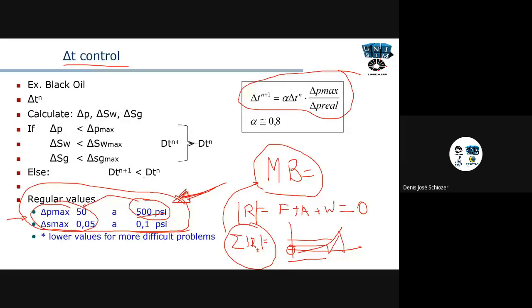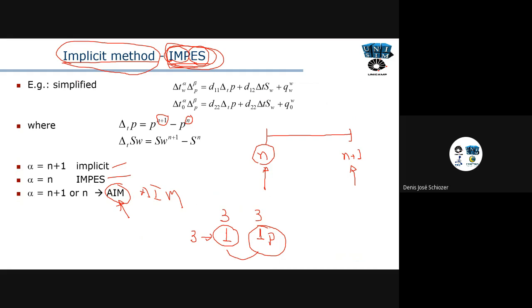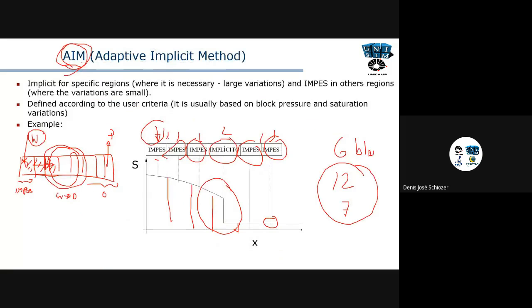In the past, it was very hard to select the best time step for the simulation, but today we don't have to care too much. We just care about informing these things here, and the simulator calculates the time steps automatically. So for the formulation, it's the same thing. We don't have to care too much. You just have to inform that we are using the adaptive implicit method, and the simulator will automatically calculate implicitly where it's necessary and explicitly where it's not necessary. Okay.